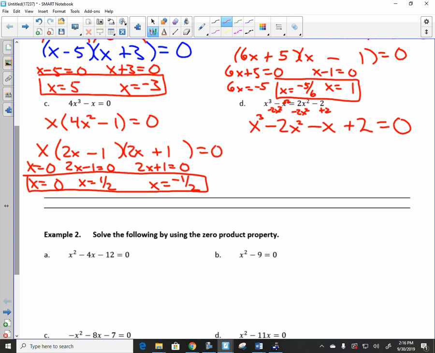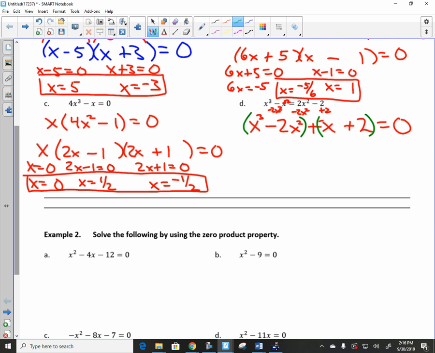Very good. This is a grouping option. But I can't put the grouping symbols down right away. What do I have to do first? Why can't I put the grouping symbols down right away? What's in the way? Yeah, that negative sign right here. So I'm going to change it to plus a negative. Now I can put down my grouping symbols.